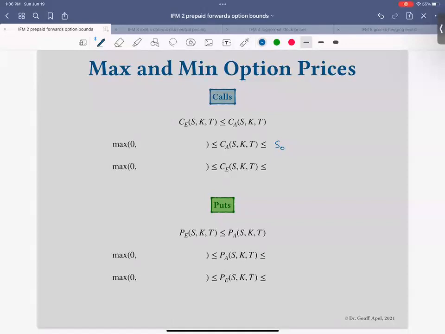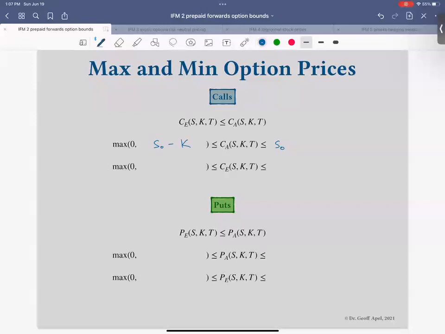So that's kind of the idea there. And then the lower bound would be basically as if I exercised it right now. So it's actually going to be S0 minus K. Okay, and that kind of makes sense too. If it wasn't even worth exercising right now, then wouldn't you just do that?